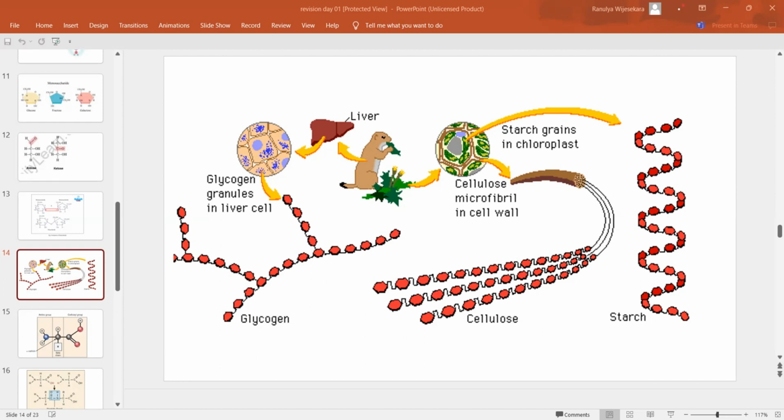Then, next write it not as a point. Examples for disaccharides. Next point, maltose. Next, sucrose. Next, lactose. Next point, sucrose is a non-reducing sugar. Next point, maltose, lactose are reducing sugars.